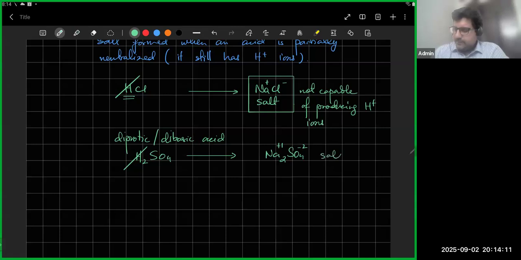So, that's a salt. But sometimes what could happen is that only one of the H's gets neutralized. So you've got HSO4 minus 1 and Na plus 1. So the salt that is formed, that's NaHSO4, that still has H plus ions, and that's your acid salt.